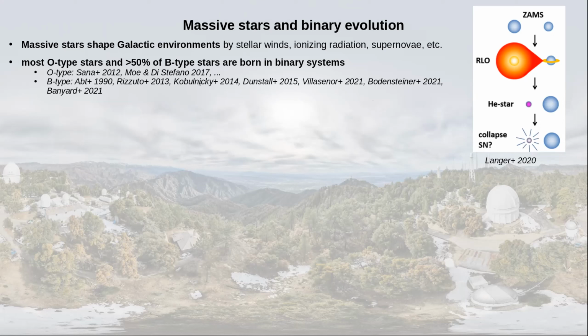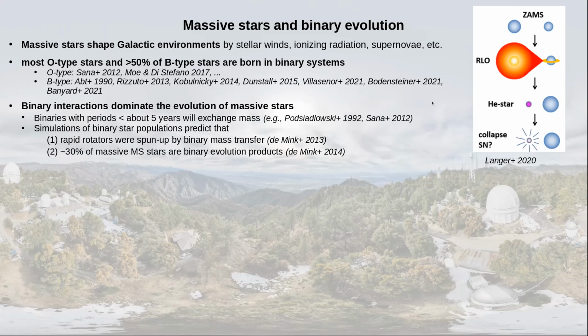The important aspect of these stars is binarity. Almost all O-type stars are binaries, it seems, and at least half of B-type stars are binaries. And as it turns out, not only does this affect the evolution of the systems and of the stars, in contrast to single star evolution, the binary interactions dominate the evolution of massive stars. So it's really something which can't be dismissed. Very important stuff.